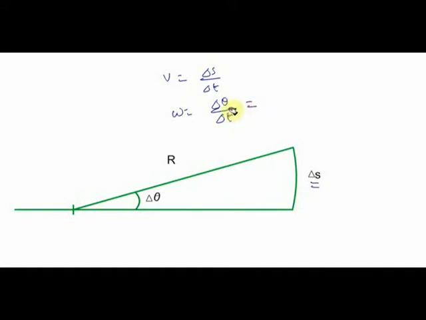And delta theta is nothing but angular displacement, which is defined as delta S by R. So here we have omega is equal to V by R, or V is equal to R omega. So this is the relationship between tangential velocity and angular velocity. The vector form of the equation for tangential velocity can be written as V is equal to omega cross R, where R is the radius vector.